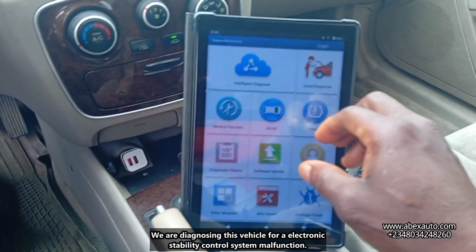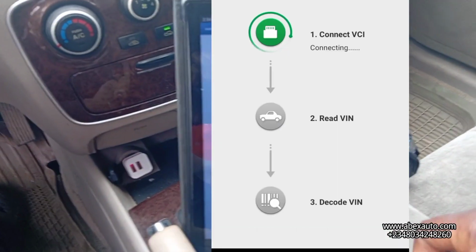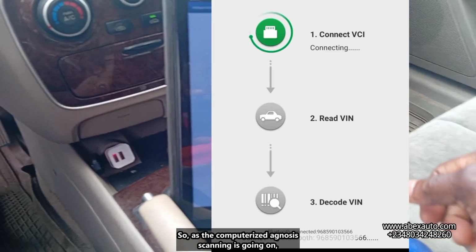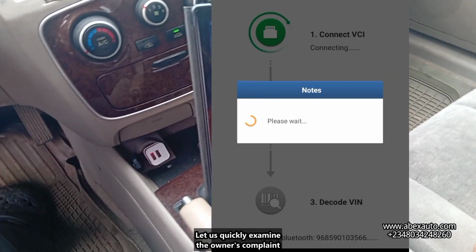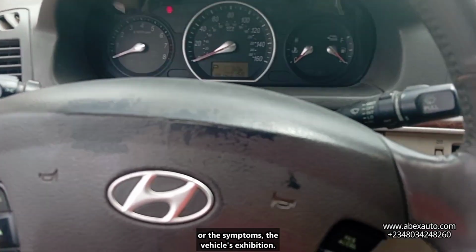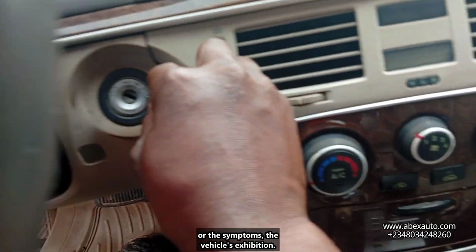Hello everyone, we are diagnosing this vehicle for electronic stability control system malfunction. As the computerized diagnosis scanning is going on, let us quickly examine the owner's complaint, or the symptoms the vehicle is exhibiting.